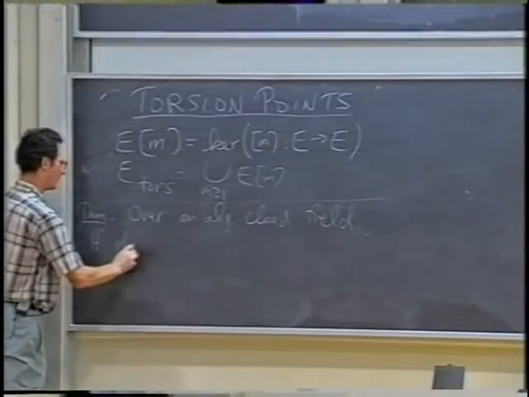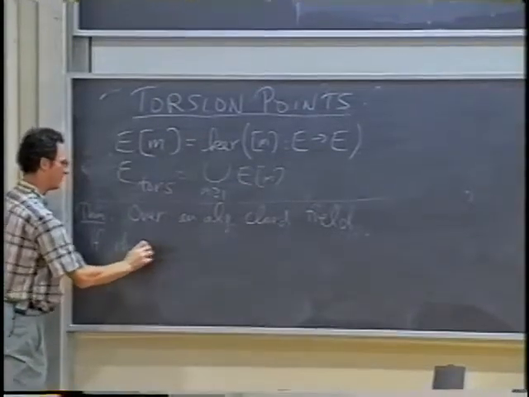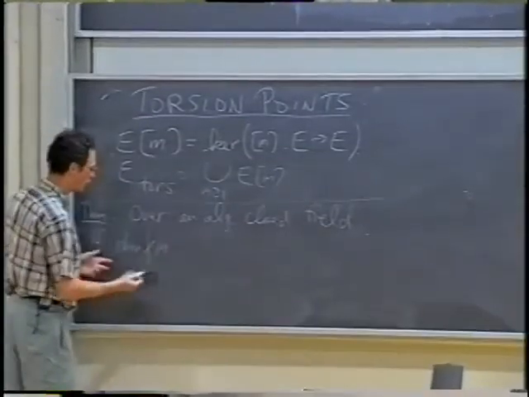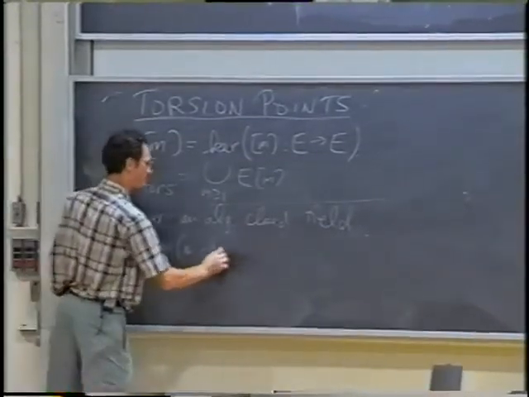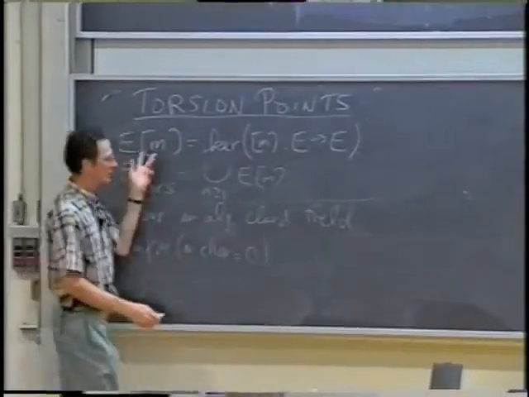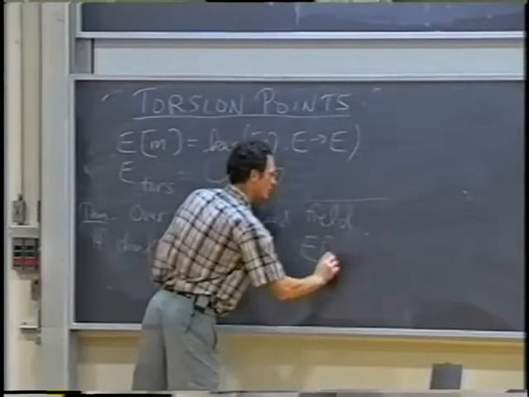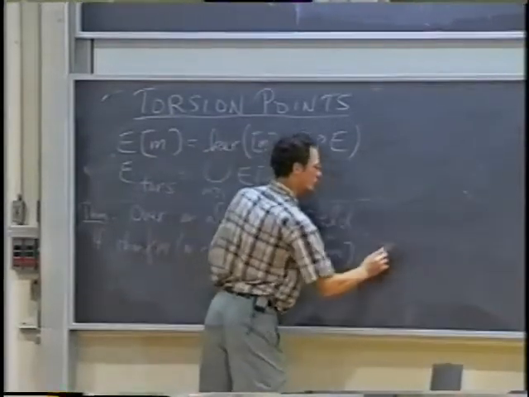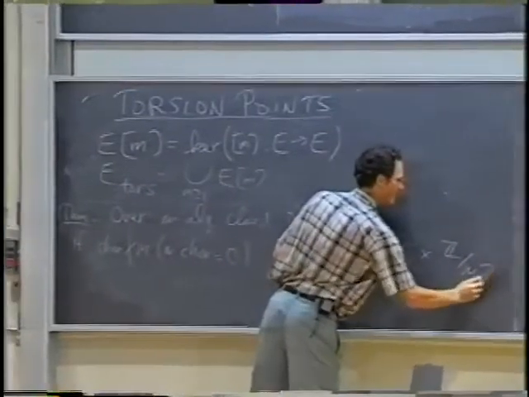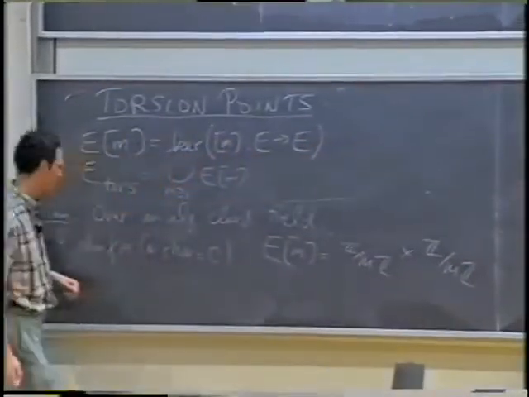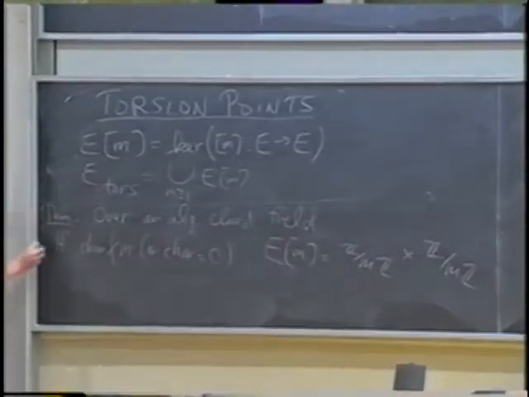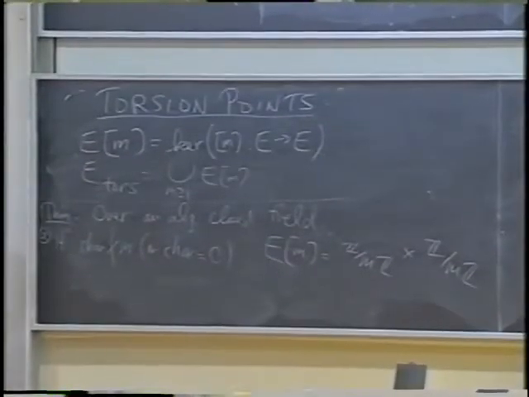if the characteristic of the field does not divide M or is 0, then you get a finite abelian group of rank 2. So Z mod MZ cross Z mod MZ. This is the one that will mostly concern us, although not exclusively.